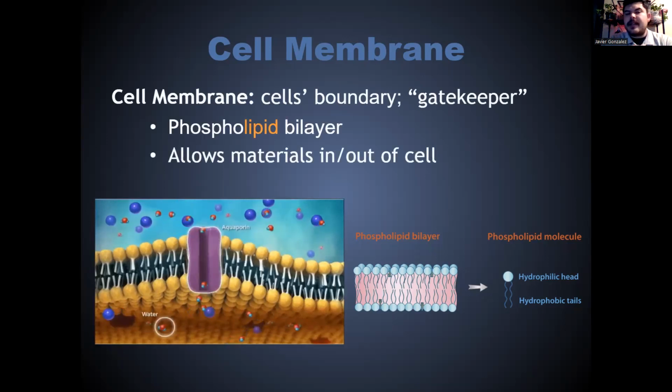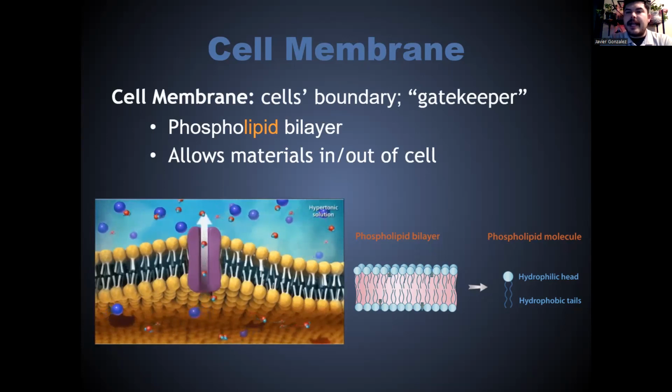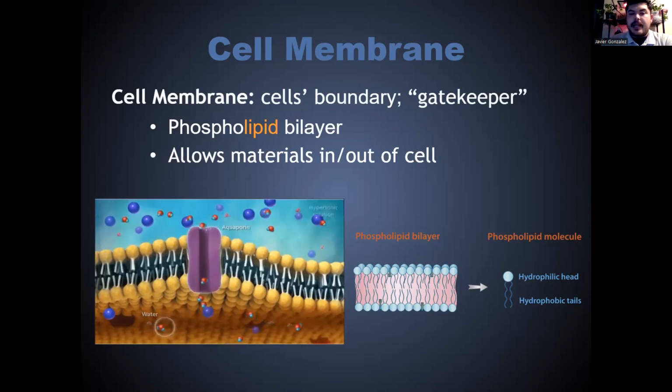Here's some more information. You could think of the membrane as like a gate or a big wall. It doesn't want to let anything in. It wants to keep the things that it needs to come in. And again, it allows materials in and out of the cell.